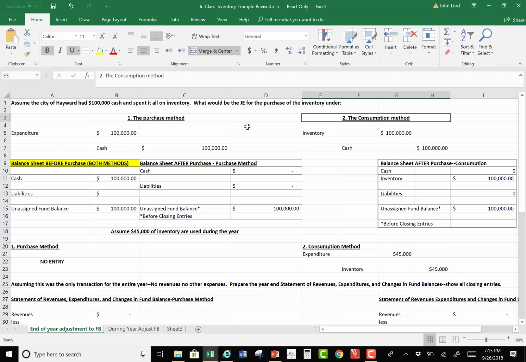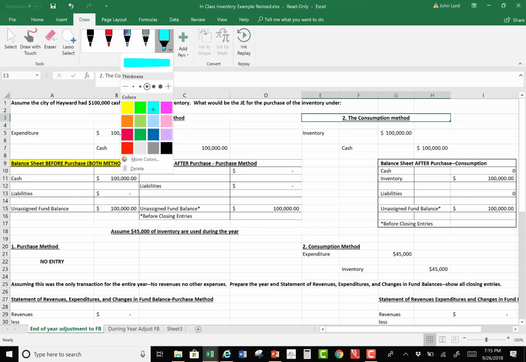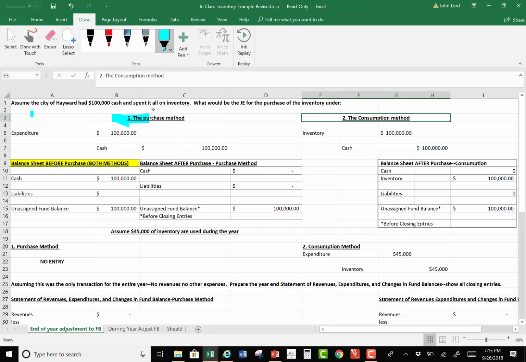Now, under the purchase method, right here, guys, how do I want to do this? Draw. Right here. Under the purchase method, when we purchase inventory, can I sit down? I'm going to sit down. I think it's a little better. I'm not blocking the screen, and I'm not hanging over the thing like a drunken sailor. I think you can still hear me, right? Okay. All right.